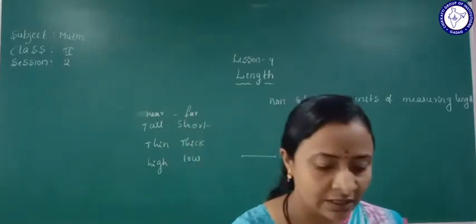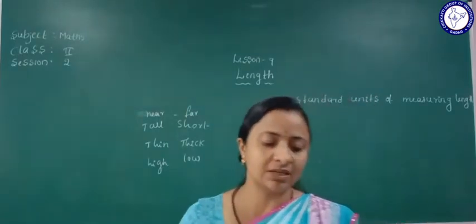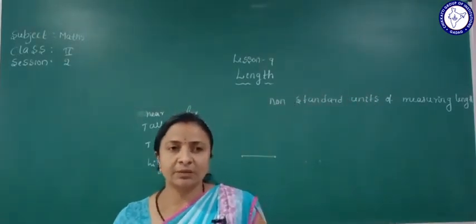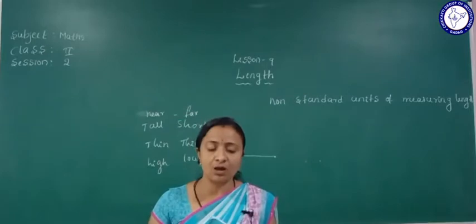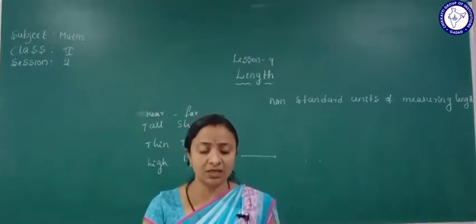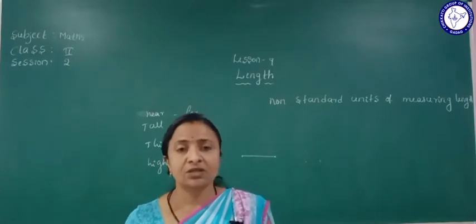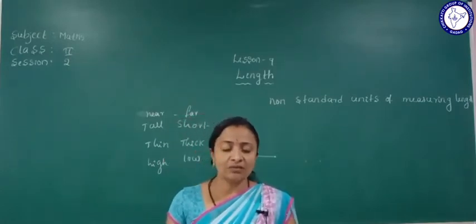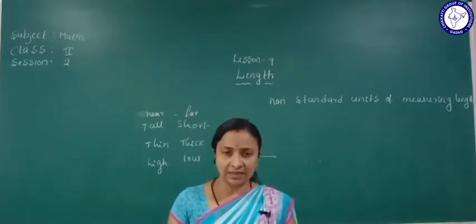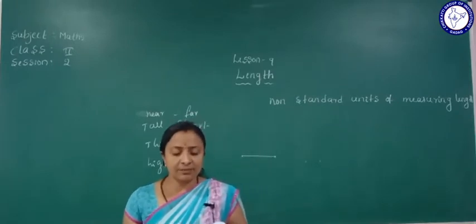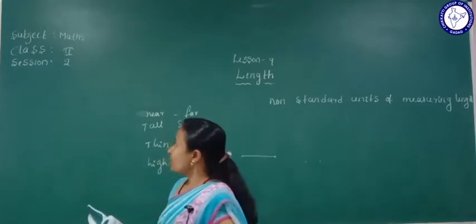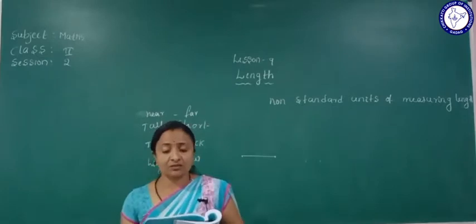So here see students, in this textbook it is given. In the previous class you already learned how to measure length using hand span, foot, foot strips and cubit length. You studied all this in the before classes, not in the second standard.